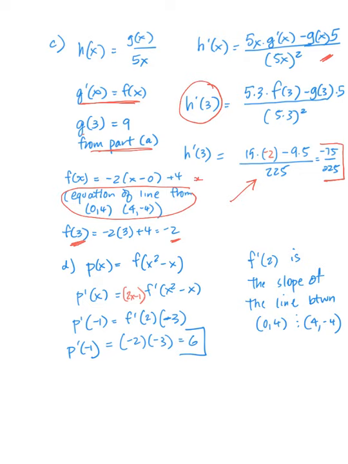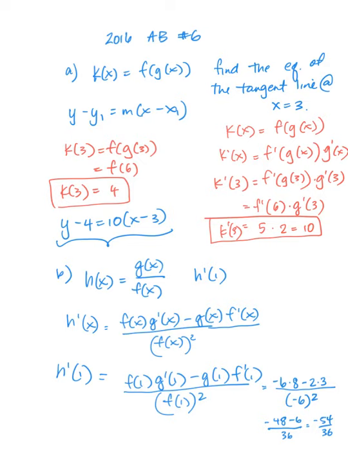Part D, you have a composition P, which is equal to f of x squared minus x, and we're going to find p prime of -1. So the first thing we have to do is find the derivative of a composition. So I'm going to get the derivative of the outside piece, f prime of x squared minus x, and then times the derivative of the inside piece. Now, we also know that f prime of 2 is the slope of the line that we found in part C from 0, 4 to 4, -4. And so when I find f prime of 2, that's just the slope of the line that we found in part C, and then 2x minus 1 is -3, and so I get a +6.